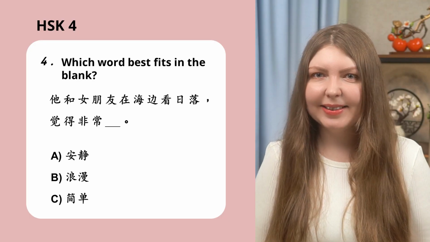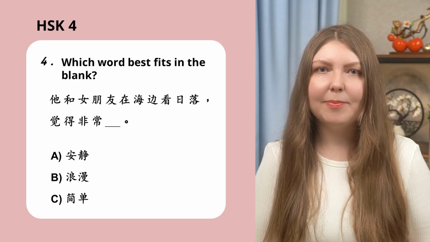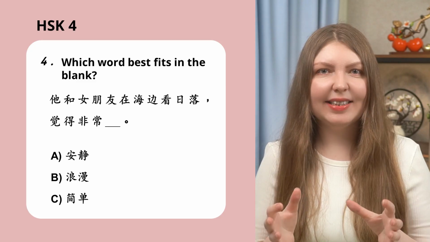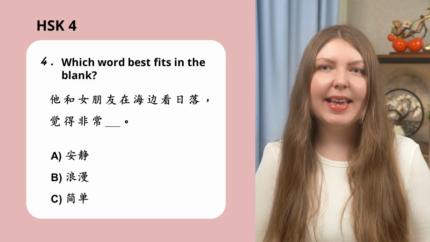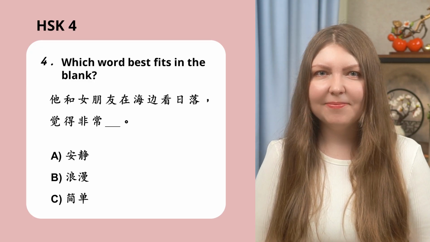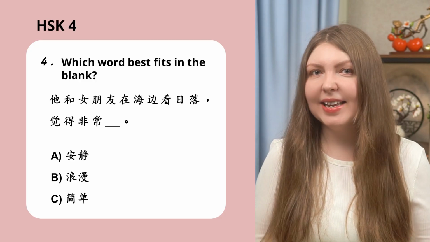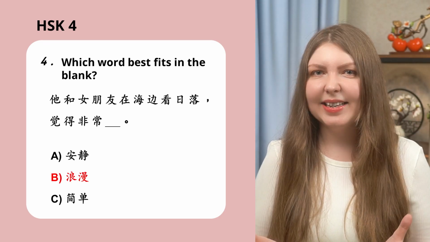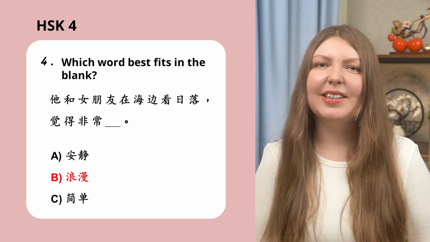Here you should also pay attention to the overall meaning of the sentence. Let's look at this one. 他和女朋友在海边看日落，觉得非常. Which word best completes the sentence? Would it be A, 安静, B, 浪漫, or C, 简单? Take a moment and think about the feeling in this situation. Alright, the correct answer is B, 浪漫, which is romantic.